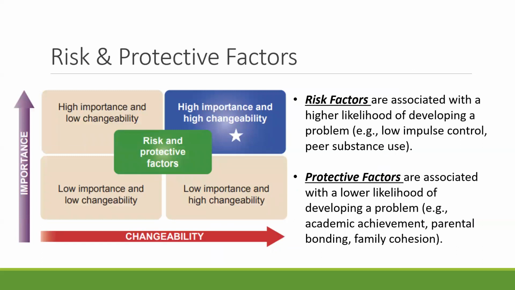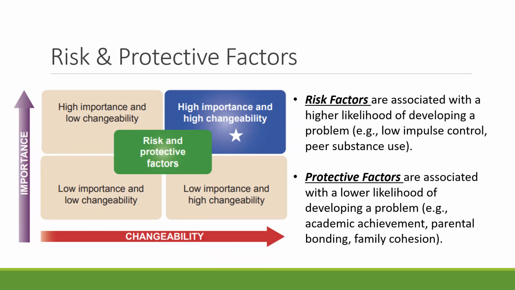So first, we're going to talk about risk and protective factors. Risk and protective factors are the first thing you should be taking into consideration when planning out your strategies. Every substance misuse problem in every community is associated with risk and protective factors. Risk factors are associated with a higher likelihood of developing a problem, while protective factors are associated with a lower likelihood of developing a problem.